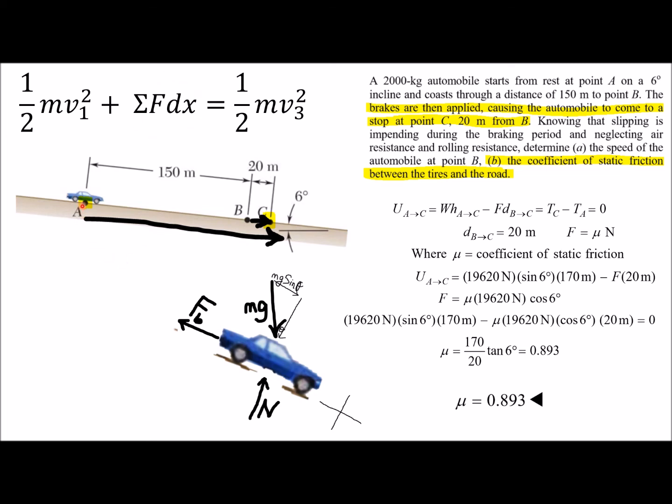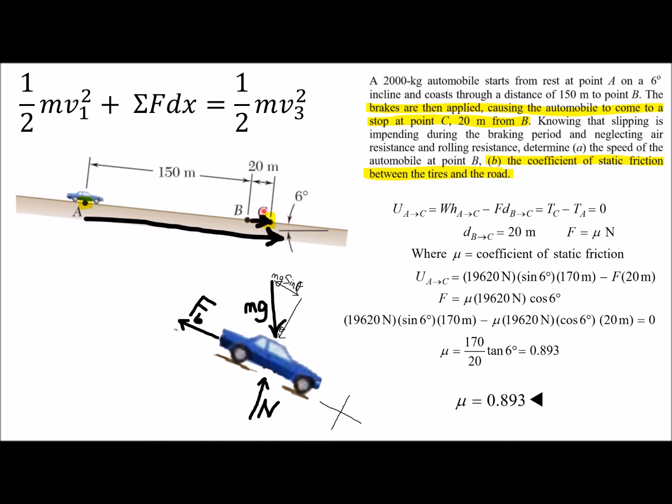So what forces are happening between A and C? Well, we have gravity, and gravity is acting along the entire distance. So now that's going to be 150 plus 20, 170 meters. So we have gravity that's acting over a longer distance, and gravity is speeding it up. So for our work, we're going to have a positive sign on the gravity because it's increasing the velocity.